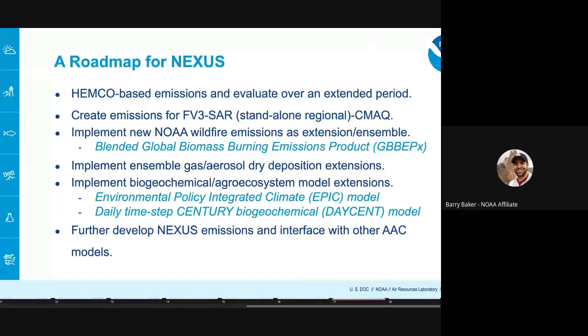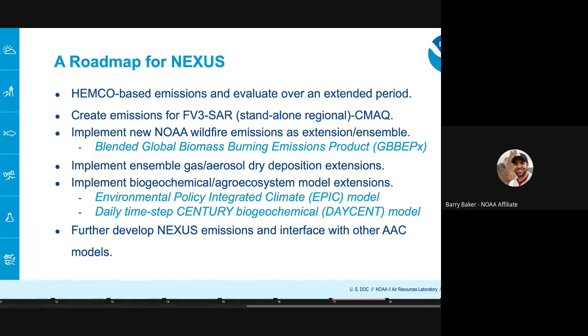So just a quick roadmap: we want to use HEMCO as the base emission model for anthropogenic emissions, but we need a system that can run both online and offline so that we can do more rapid testing, and HEMCO allows for this. What we need to do is create emissions for the FE3 SAR, the standalone regional CMAQ, at high resolution, and we also need to implement the fire emissions into this. As part of that, the speciation between chemical mechanisms and related things will be implemented into the emission processor, while the plume rise will be done in the physics.